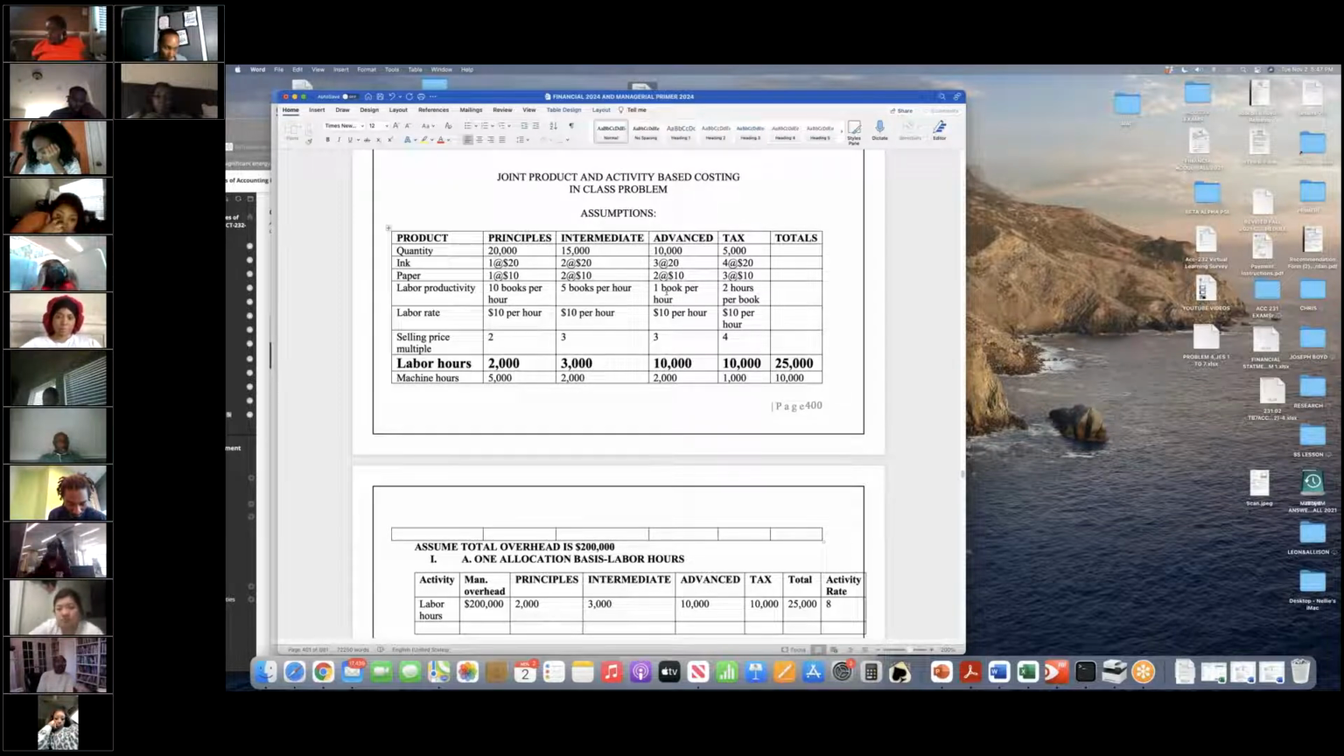For the advanced book, it's 1 per hour. We got to make 10,000, so it's 10,000. And for the tax book, it takes 2 hours to make a tax book. So we got to multiply. We were dividing over here, now we're multiplying, so it's 10,000 hours. So we literally lift this up and put it in these boxes here. All of this is lifted up and put in here. And then whatever's in this total column, we divide it by the first column.